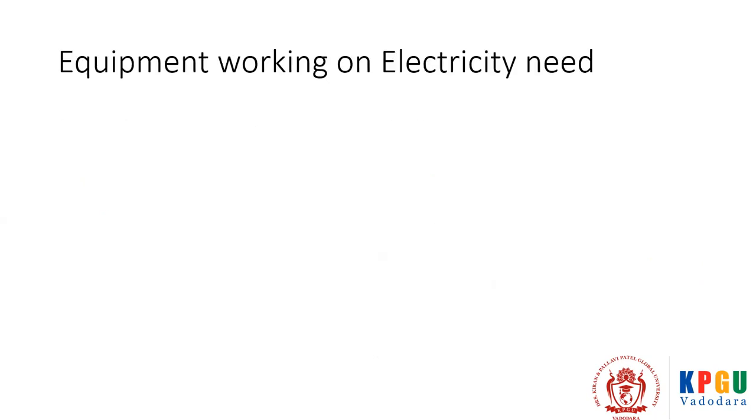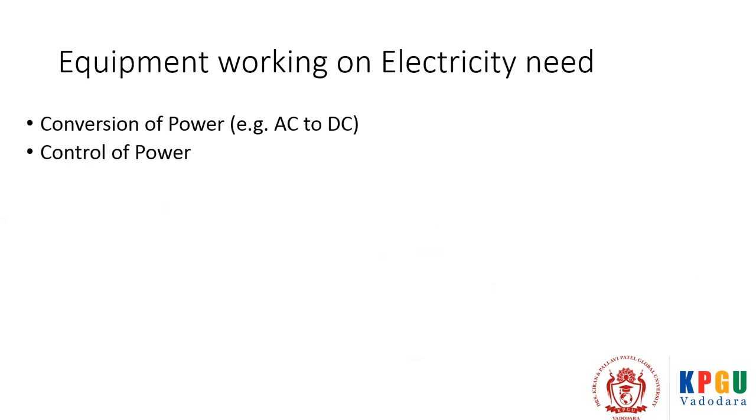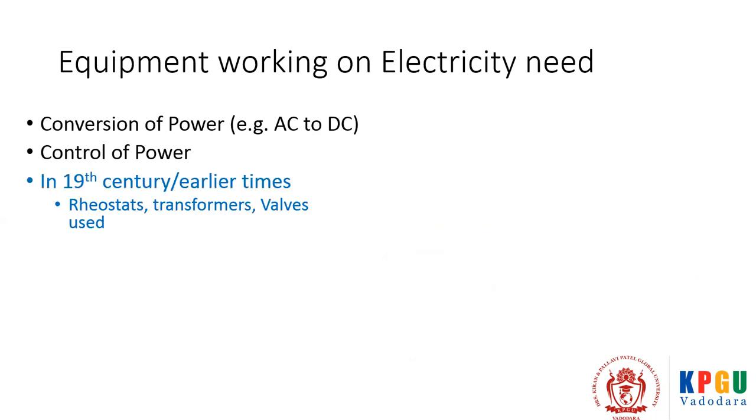And the answer is that all equipments which are using electricity need two things. First, conversion of power, for example AC to DC, and also control of electrical power. Now, the older techniques in the 19th century or in earlier times were using rheostats, transformers, valves. So these were the older techniques to control the electricity or control the power or convert power.